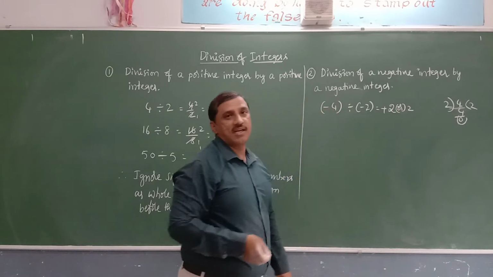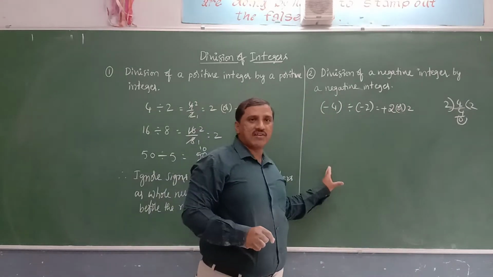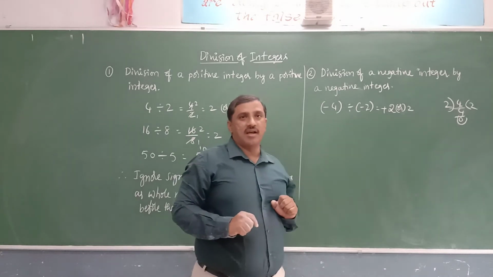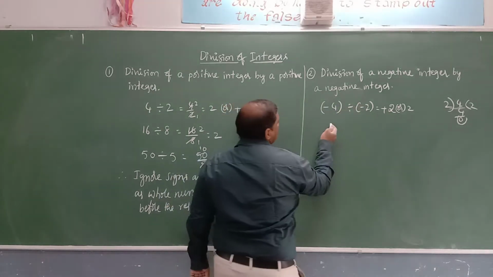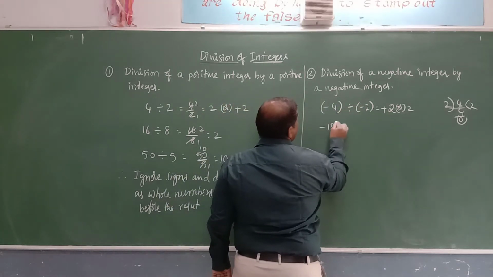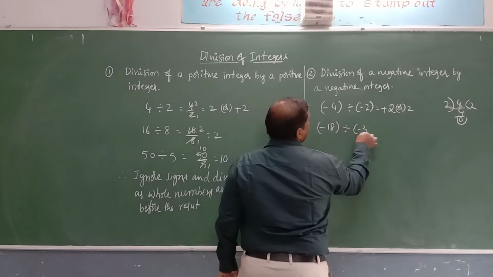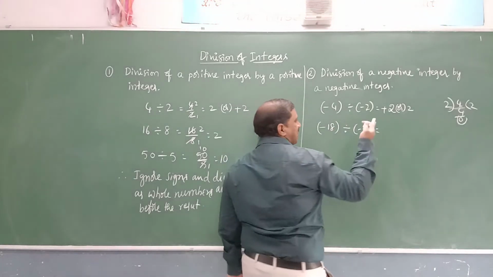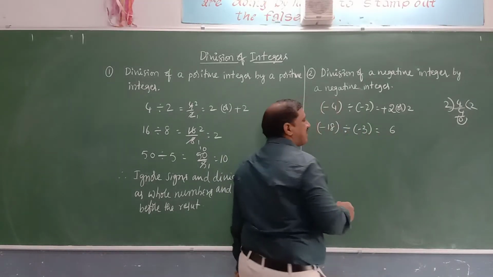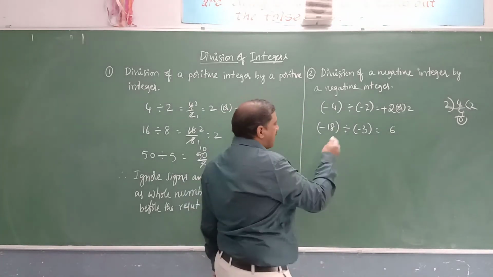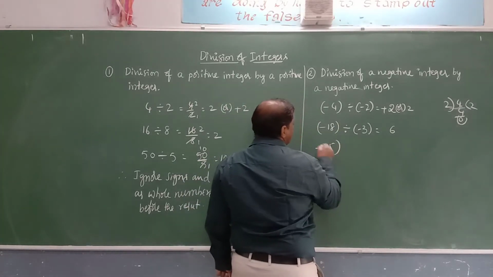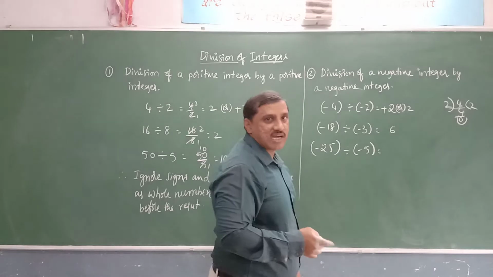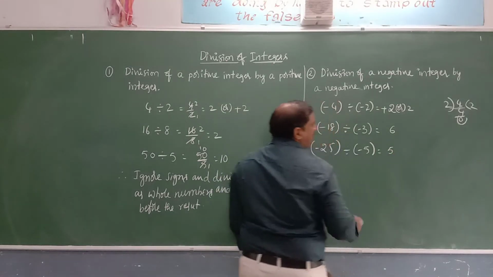So what is the concept for dividing a negative integer by a negative integer? Ignore the signs, divide the numbers as whole numbers and put the positive sign. We take one more example: minus 18 divided by minus 3. Ignore the signs, divide 18 by 3. 3 sixes are 18, so the quotient is 6, and put the plus sign, or simply 6. Take another: minus 25 divided by minus 5. 5 fives are 25, so we get plus 5, or simply 5.